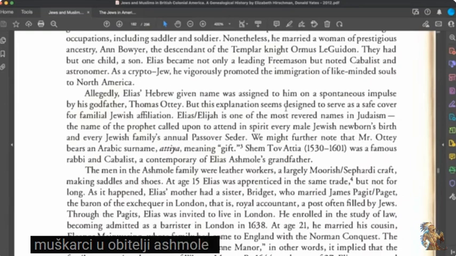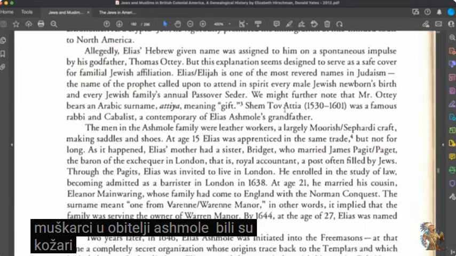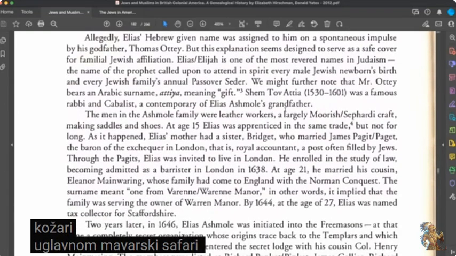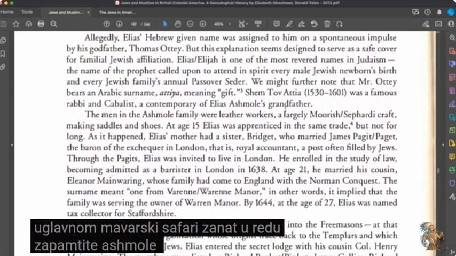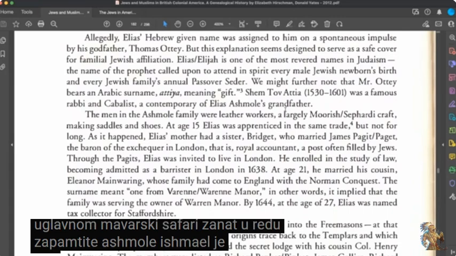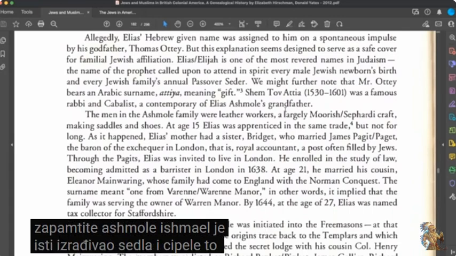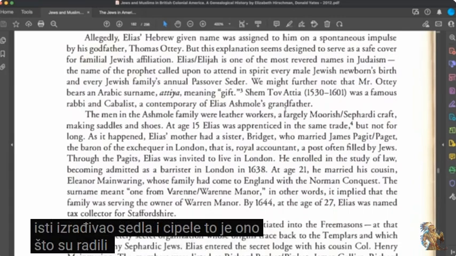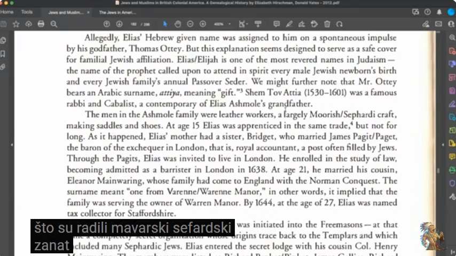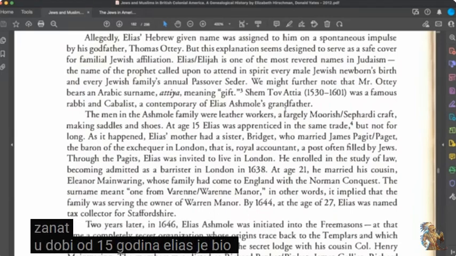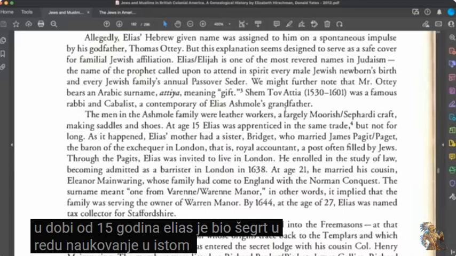The men in the Ashmole family were leather workers, a largely Moorish Sephardi craft, okay? Remember, Ashmole, Ishmael is the same. Making saddles and shoes, that's what they were doing, a Moorish Sephardic craft. At age 15, Elias was apprenticed in the same trade.